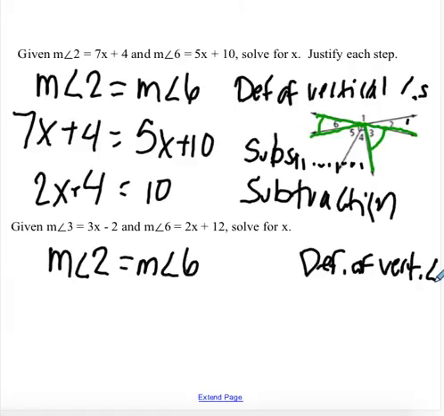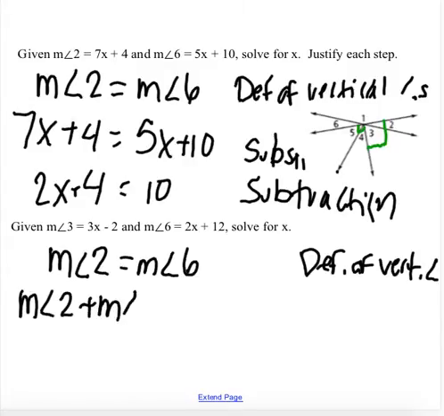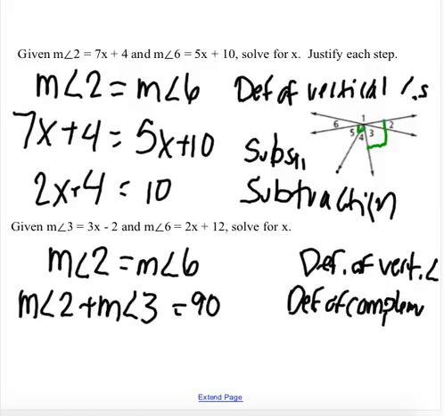Okay, then I'm going to kind of erase this picture for a second. I know that since this is a right angle, I know that this is a right angle. So I know that 2 and 3 are complements. They add up to 90 degrees. So I'm going to say measure of angle 2 plus the measure of angle 3 equals 90, because definition of complementary. You can't even read that.